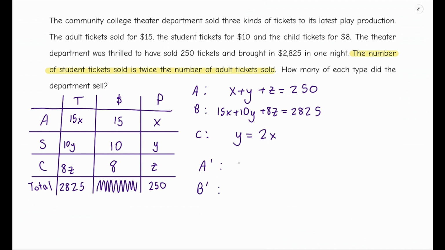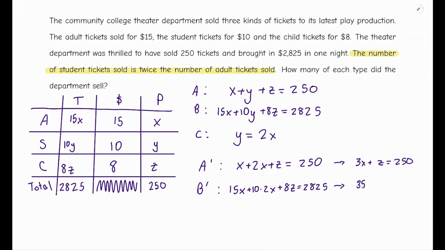So A prime will become x plus 2x plus z equals 250, or otherwise 3x plus z equals 250. And B becomes 15x plus 10 times 2x plus 8z equals 2825, which becomes 35x plus 8z equals 2825. So by substituting C into A and B, I now have two equations with two variables.